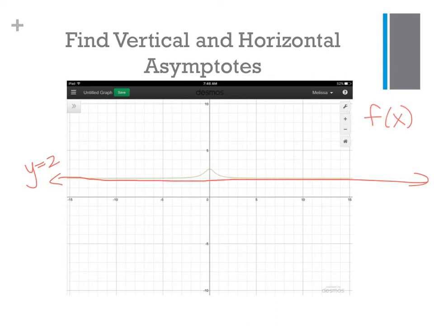So that is helping us determine, again, the end behavior helps us determine whether or not we have a horizontal asymptote. In order to have a horizontal asymptote, your end behavior has to approach a constant, an actual number, and it cannot be approaching infinity or negative infinity for a y value.